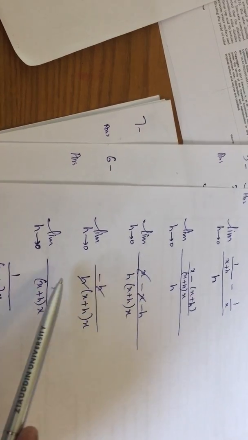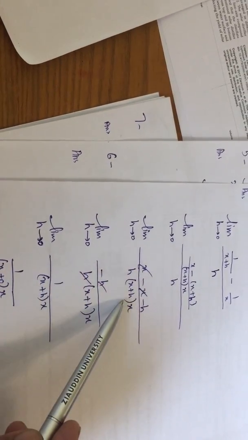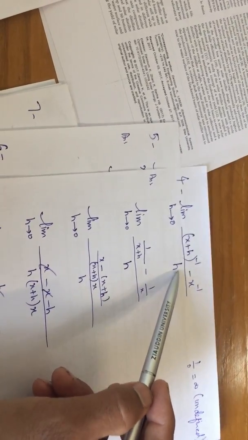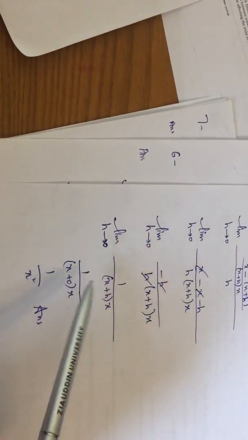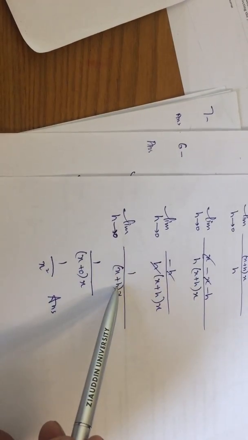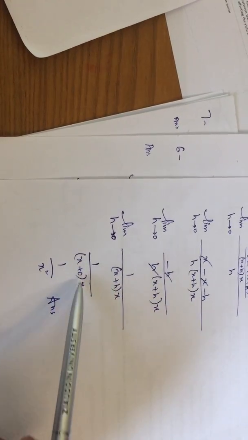Cancel each other. Minus x minus h over h. We cancel. We can now see the troublemaker is h here. If we apply h equals 0 in the denominator, we get infinity, right? Undefined condition. Now we can apply the limit. h is equal to 0, so x plus 0 times x, and we get 1 over x squared. This is the answer.